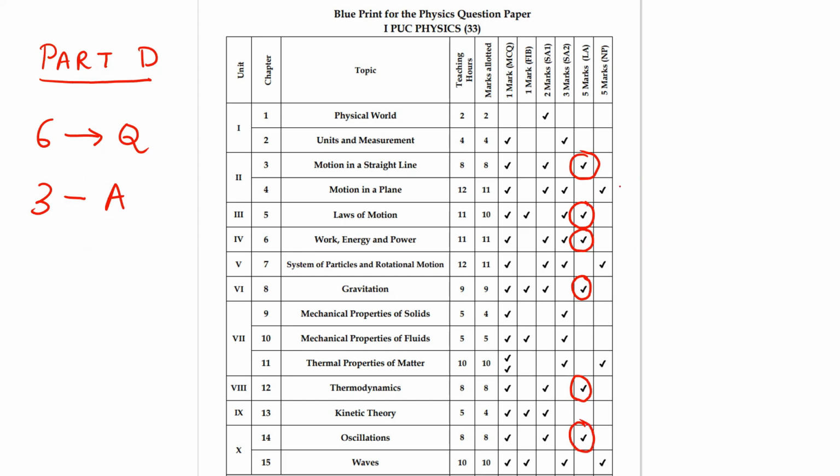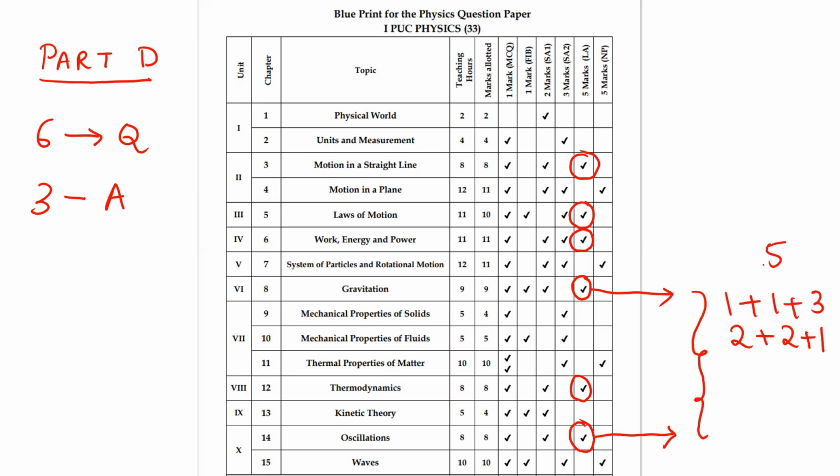And my dear students, one important thing I would like to say: the topics Gravitation and Oscillations are not going to ask a direct 5 mark question. They are going to break that 5 mark question into 1 plus 1 plus 3, or they can ask it as 2 plus 2 plus 1, smaller parts. So let us not focus much on these chapters, Gravitation and Oscillations. Why, I will tell you in some time.